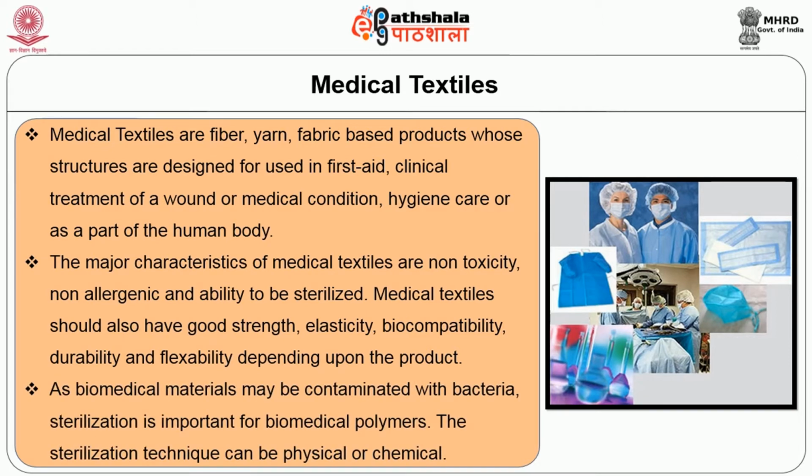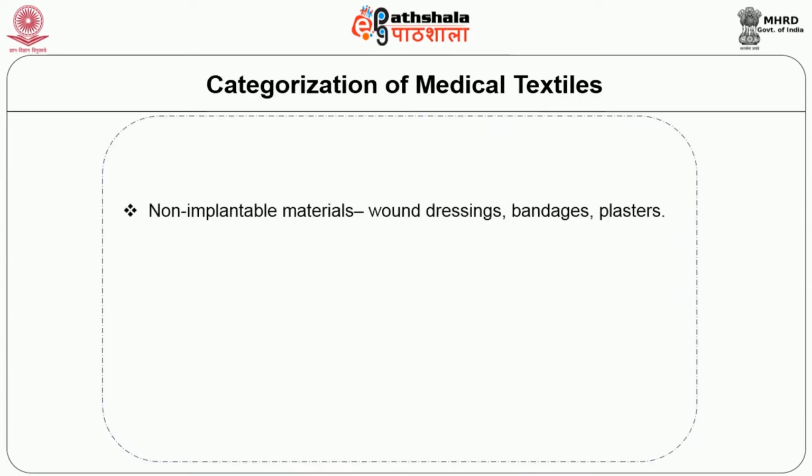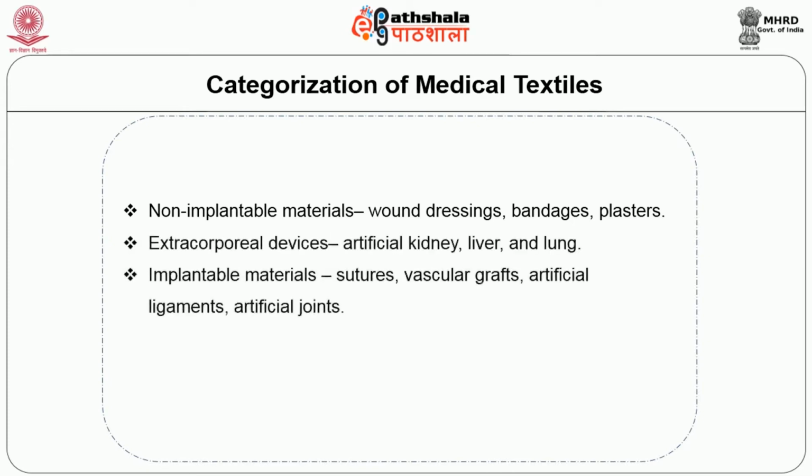As biomedical materials may be contaminated with bacteria, sterilization is important for biomedical polymers. The sterilization technique can be physical or chemical. Now we shall see the categories of medical textiles. They are divided into four. The first one is non-implantable materials like wound dressing, bandages and plasters.